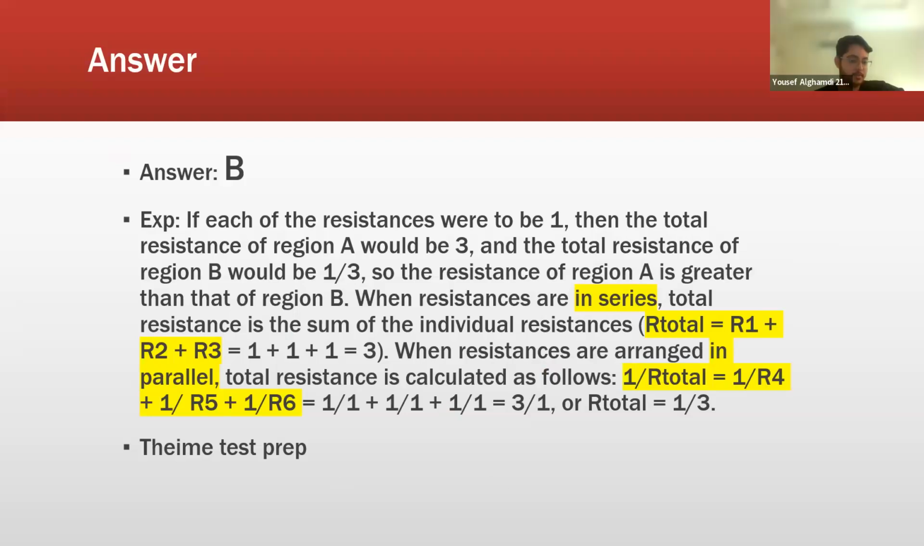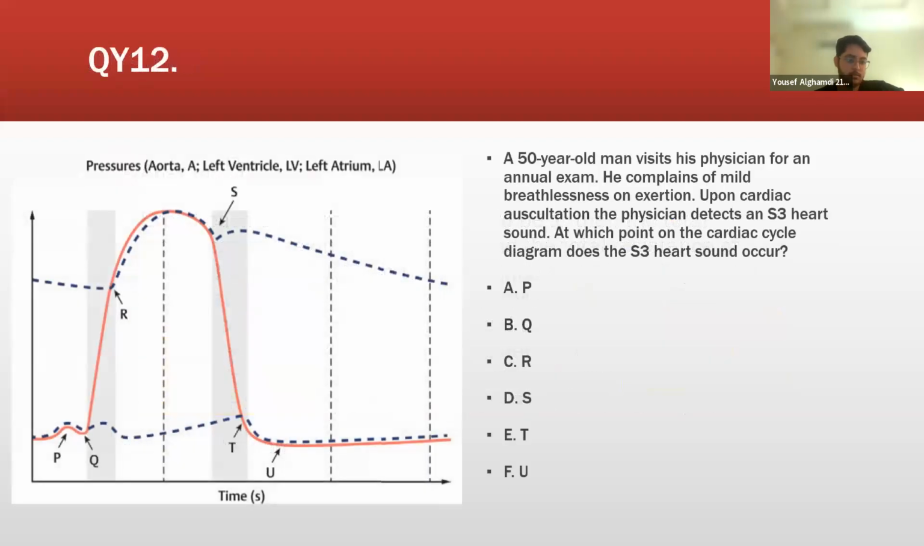Okay, very good. Can we move on? Okay, Wiggers diagram. A 50-year-old man visits his physician for an annual exam. He complains of mild breathlessness on exertion. Upon cardiac auscultation, the physician detects an S3 sound. At which point on the cardiac cycle does the S3 sound occur?